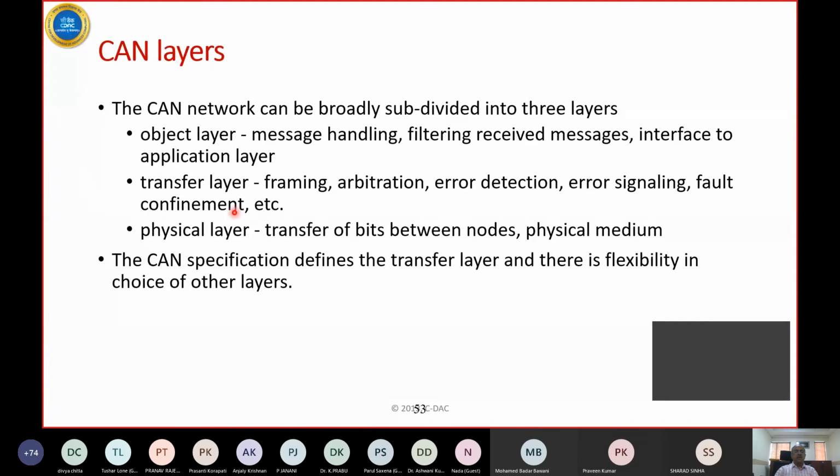Let's suppose it's a dashboard, then there would be a display in which the information is displayed. So the standard talks about the transfer layer itself, like what I described to you was about this physical layer. You could use unshielded twisted pair, shielded twisted pair, any such cable. The object layer is where the microcontroller takes part in deciding which messages are to be handled by this node, and which messages are to be generated by this node.